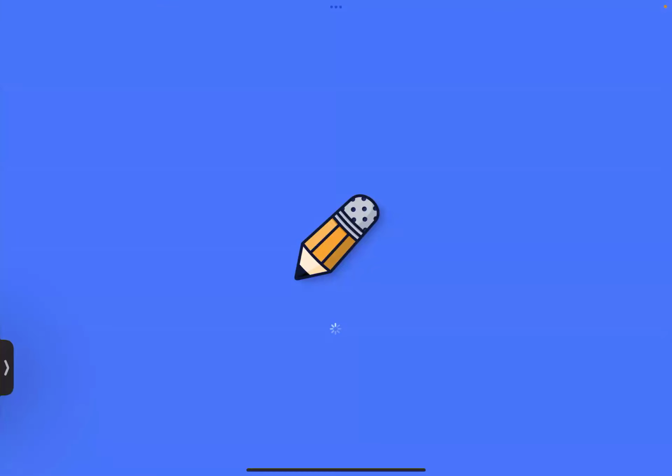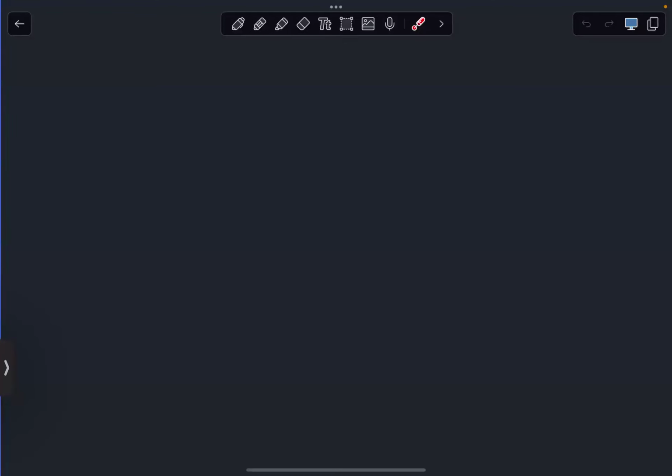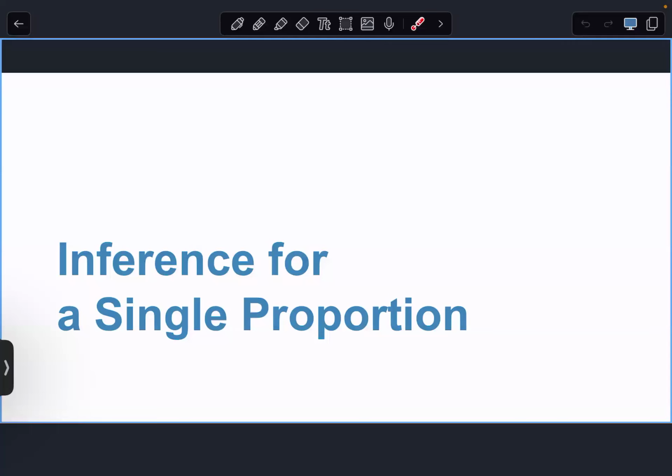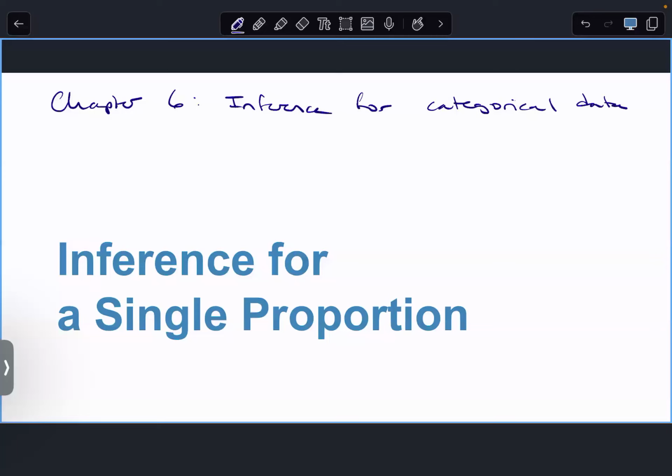So today we're going to start chapter 6. Chapter 6, which is probably called something like inference for categorical data. Can't remember exactly, but probably something like that.